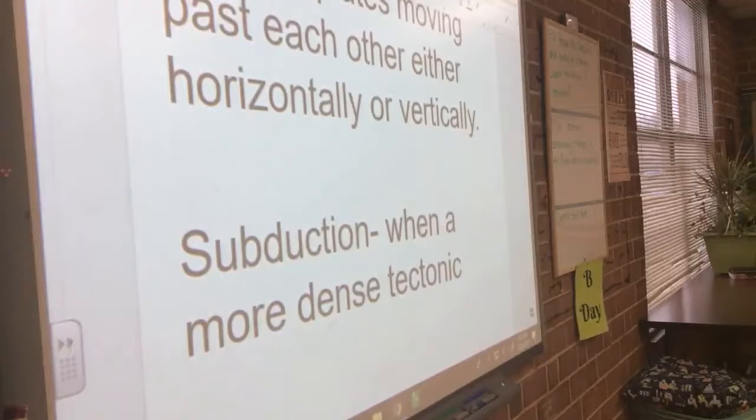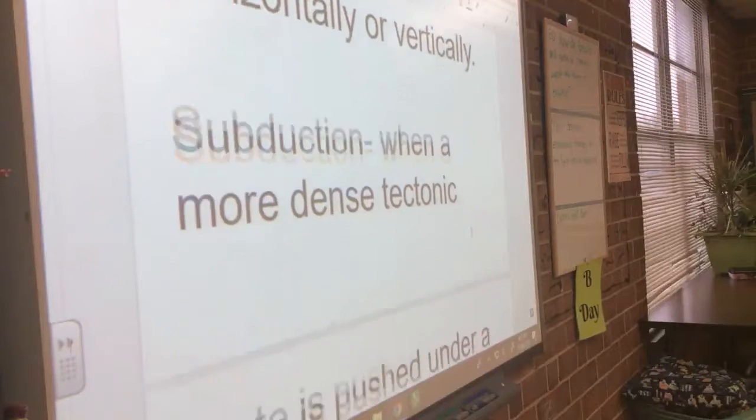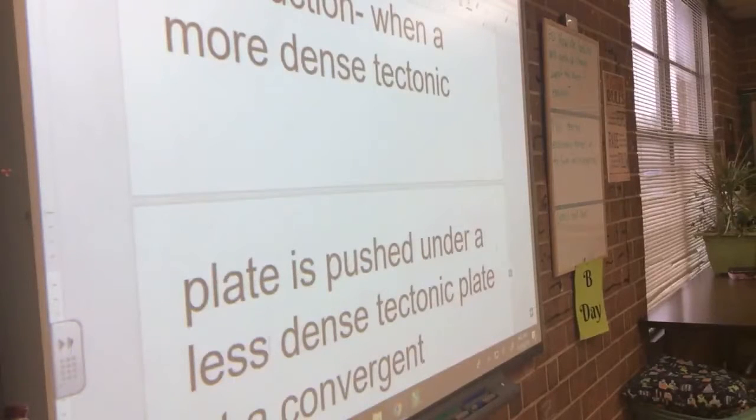All right, this is when a more dense tectonic plate is pushed under a less dense one. And this happens at convergent boundaries. That's what I was saying earlier. When you have two tectonic plates coming at each other, either they're going to smash into each other and form mountains, or one's going to go underneath the other, and it's going to cause subduction. And at subduction boundaries, you have either a trench form, or a line of volcanoes form.